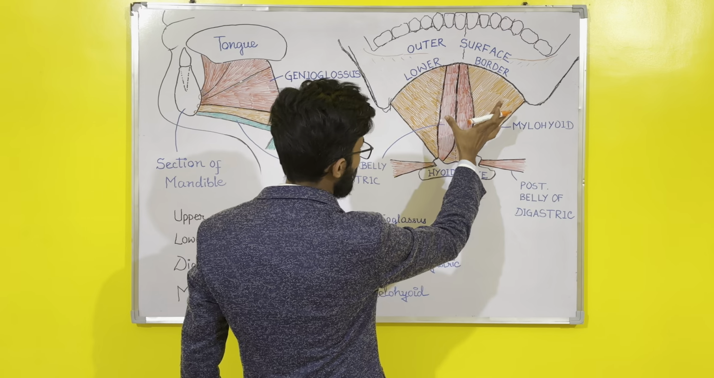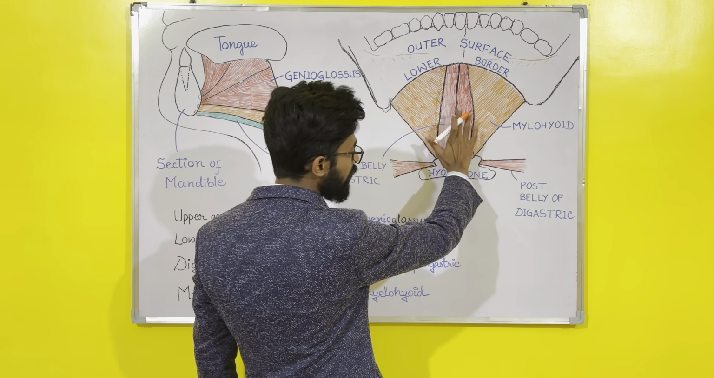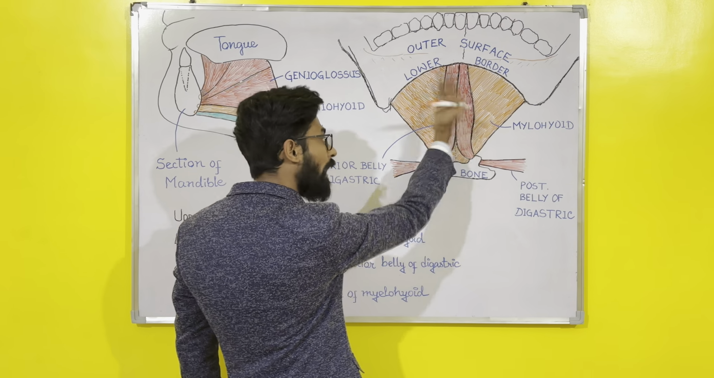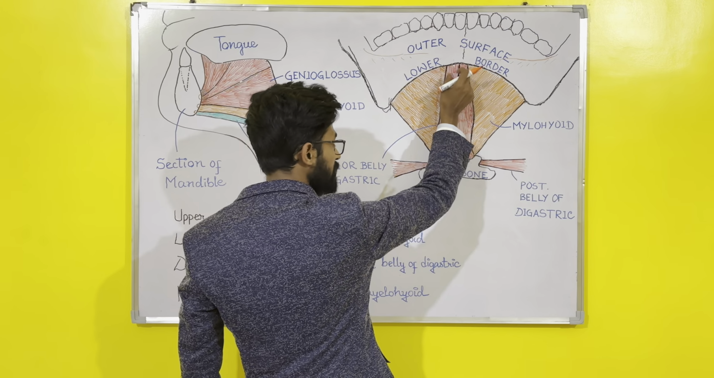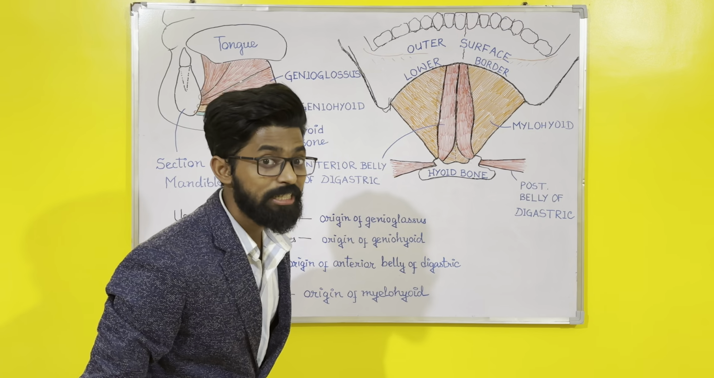So the outermost muscle fibers are the anterior belly of digastric. Inside this is the mylohyoid, and if the mylohyoid is removed, on the inner side of the mylohyoid you will find a similar muscle structure like these two lines. That will be your geniohyoid.